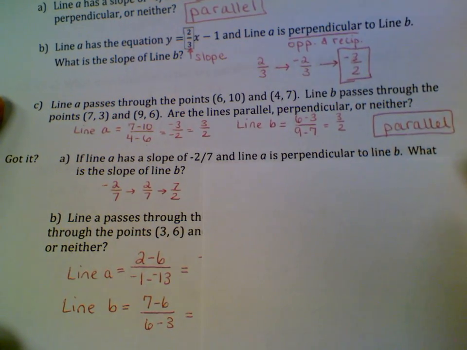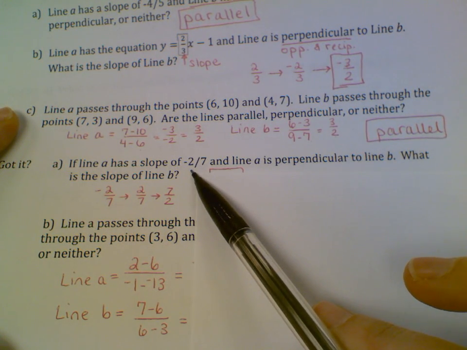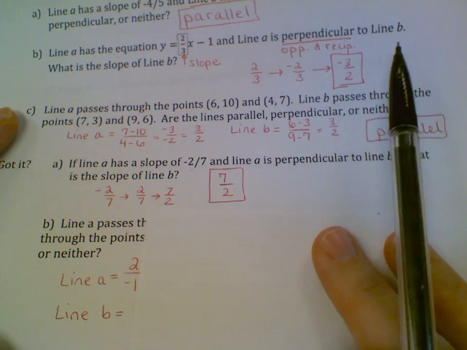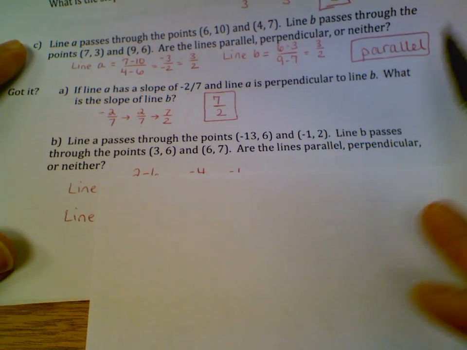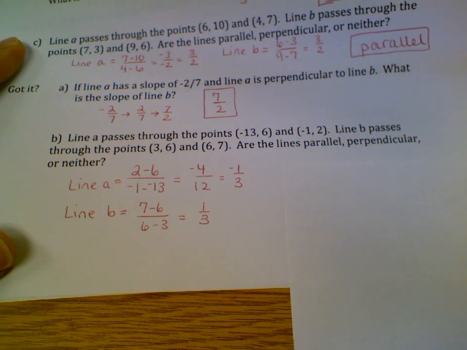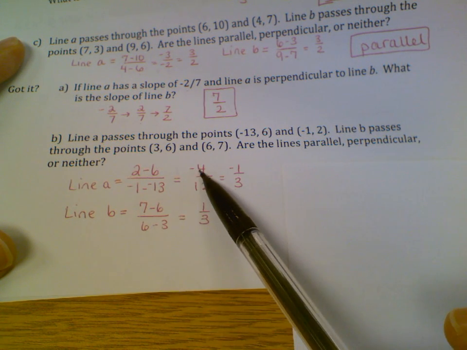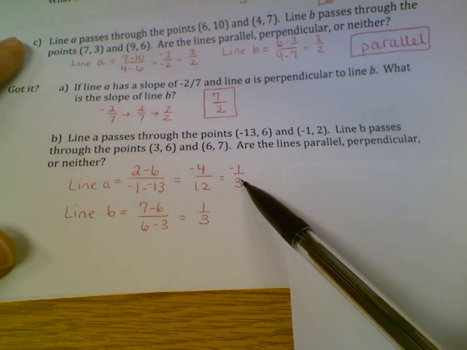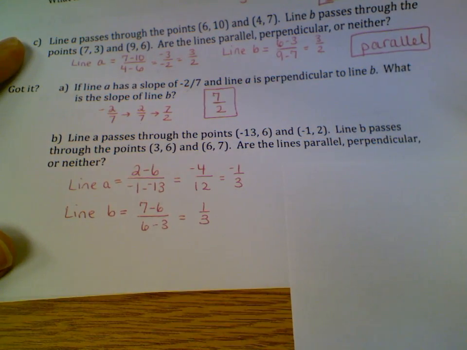In the got it questions, letter A says I'm going to be perpendicular to the line that has a slope of -2/7. So that means I need to do the opposite, which makes it positive, and then I need to flip it. So that slope would be 7/2. Then the second question asks me to find if they're parallel, perpendicular, or neither. So for line A, I would need to find the slope. When I did 2 minus 6 and -1 minus -13, I got -4 over 12, which will reduce to -1/3, and you always want to make sure you reduce your slopes. For line B, I did 7 minus 6 and then 6 minus 3 and got positive 1/3.